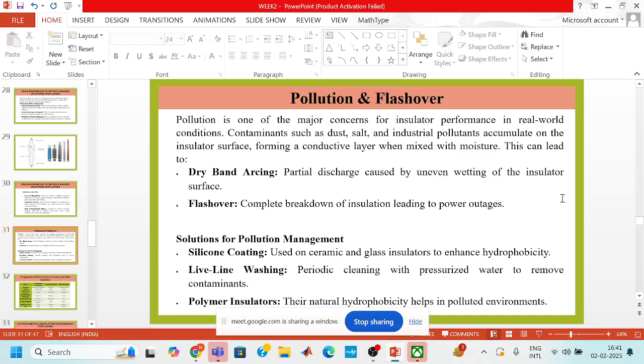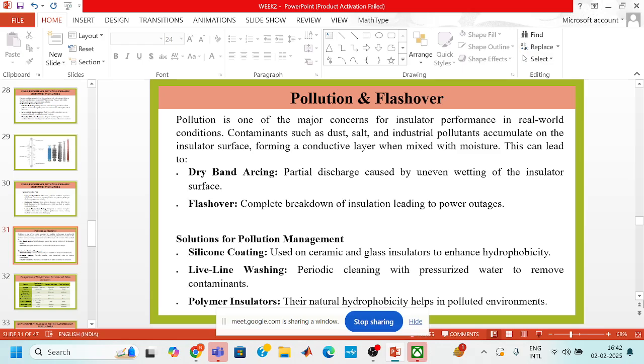So after flashover, the insulators will stop working. Now, the main solutions for pollution management: first, we do silicon coating. If we use ceramic or glass insulators, we do the silicon coating on them to enhance the hydrophobicity.